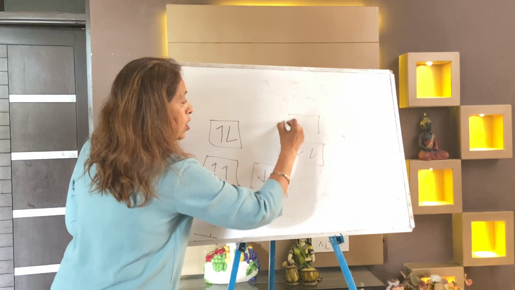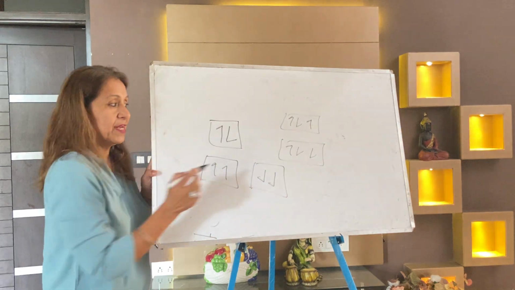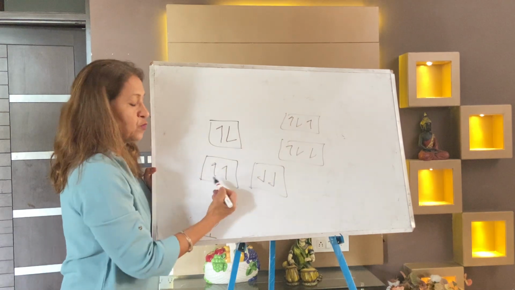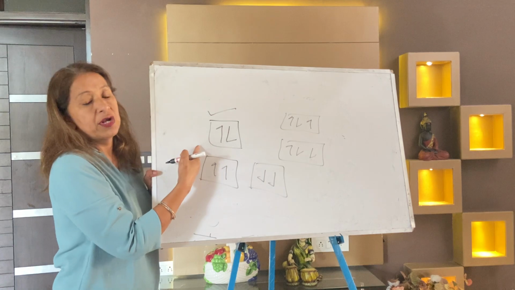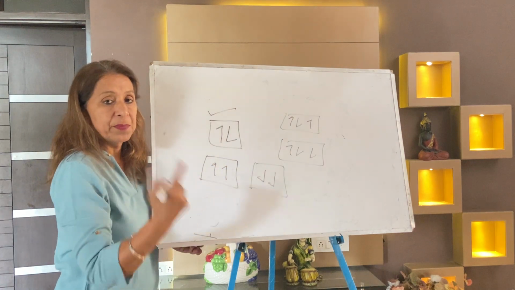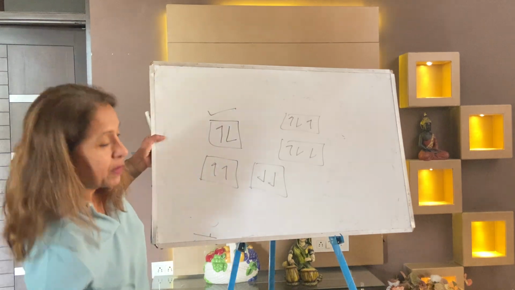This is wrong. All these are wrong. These are wrong: 3 electrons filled, 2 electrons filled with same spin. This is the only one which is right. So this is Pauli's exclusion principle. I think it's okay.